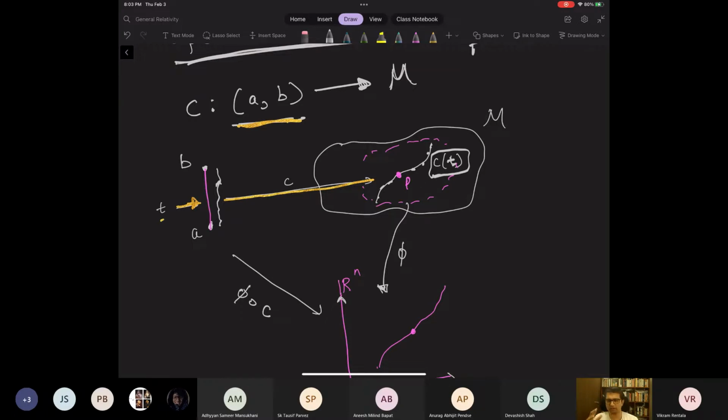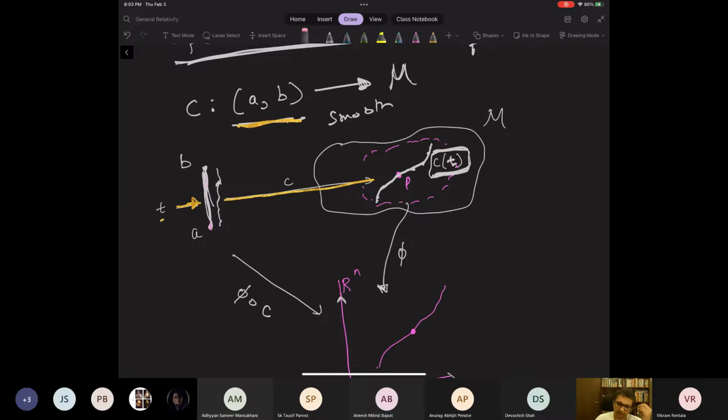You can imagine that this is a one-dimensional object. It's just tracing out a single curve in this manifold, and it's one-dimensional because whatever C of T is, it's homeomorphic to this interval A to B. We imagine that C is a smooth function; that is, it's not only continuous, but also differentiable.